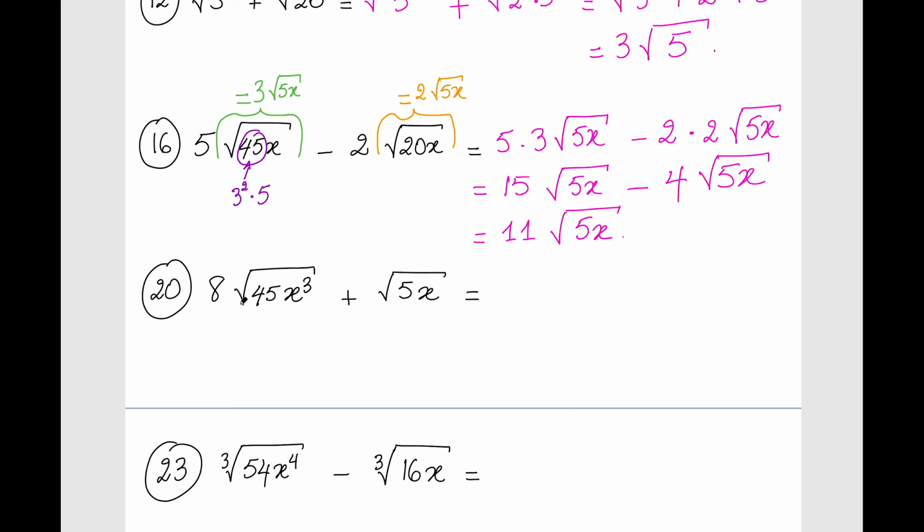All right. How about we simplify this expression? I want to add them up. I don't have like terms yet. They're not apparent yet. Let's simplify each expression. Let's simplify this first. Square root of 45 times square root of x cubed. I can think about this as square root of 45 times square root of x cubed, right? And square root of 45, we've dealt with it before above.